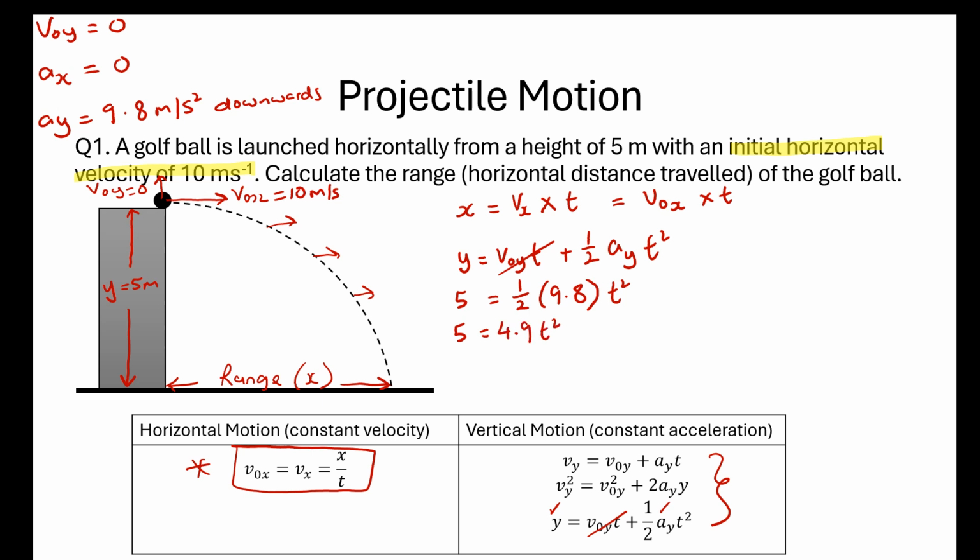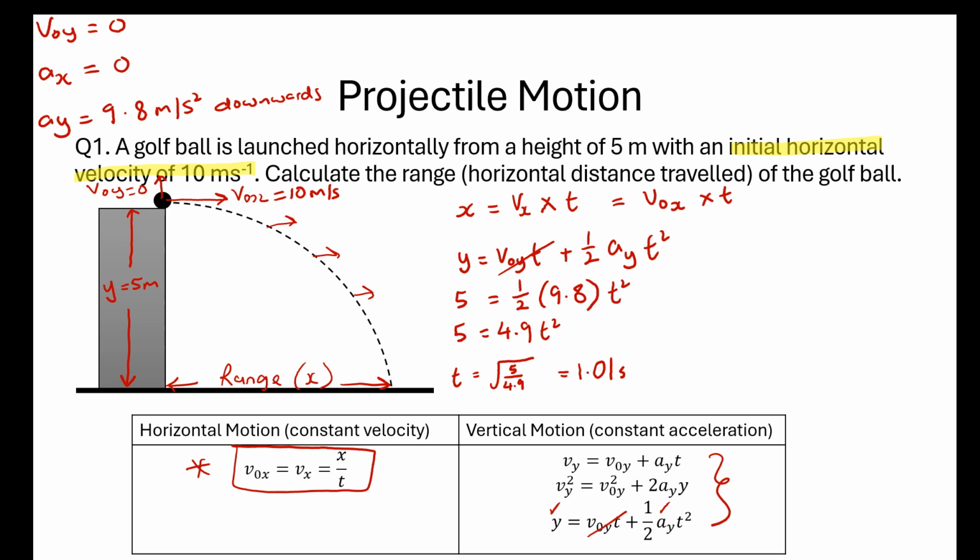t squared. And now t squared equals 5 over 4.9, and t is equal to the square root of 5 over 4.9. So here we don't need to put plus minus because time cannot be negative. And therefore the value of t is equal to the square root of 5 over 4.9, which is 1.01 seconds. So it took 1.01 seconds to reach the ground level.